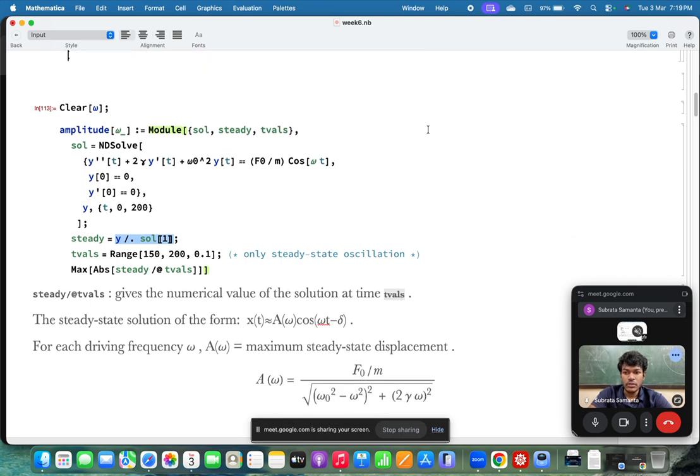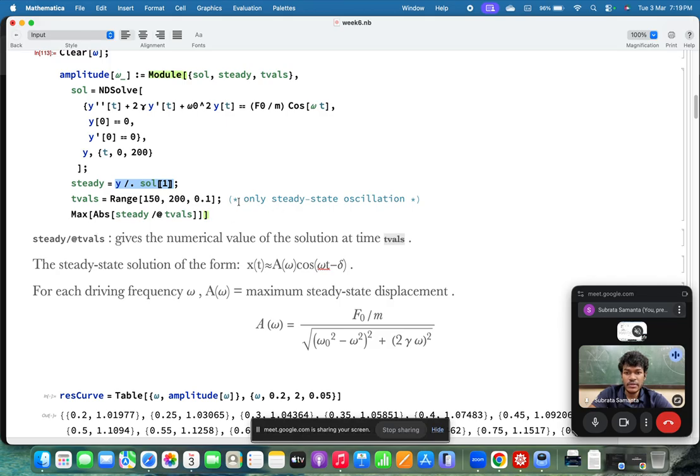That's for different values of omega. I do not know the values of omega, but you naively expect that at these values of t you reach steady state. So that's why I choose this range, and I assign my y values, basically the values of the amplitudes, to this steady variable.